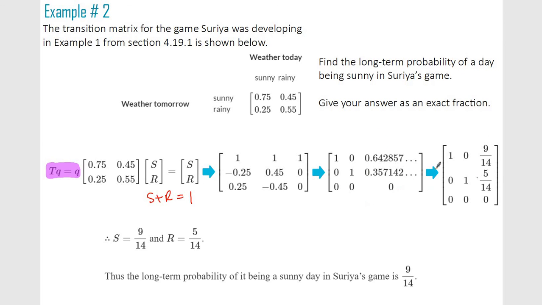Reduced row echelon form, then you can convert it into fractions by using your math fraction button. And then you get the long-term probability of it being sunny, which was our top one, so it's 9 out of 14. So that's the long term. That's what we expect to happen. It's kind of cool, right?